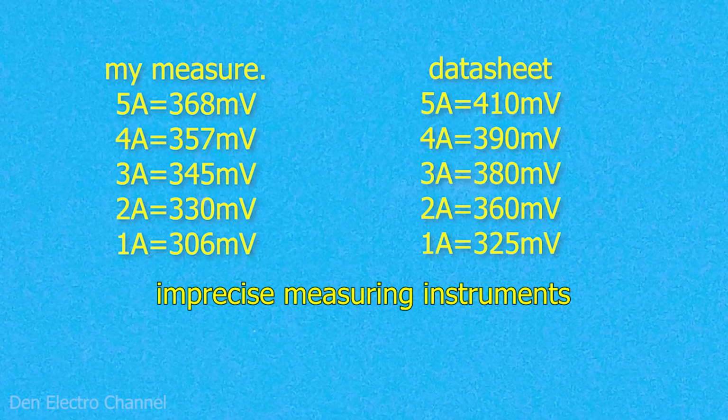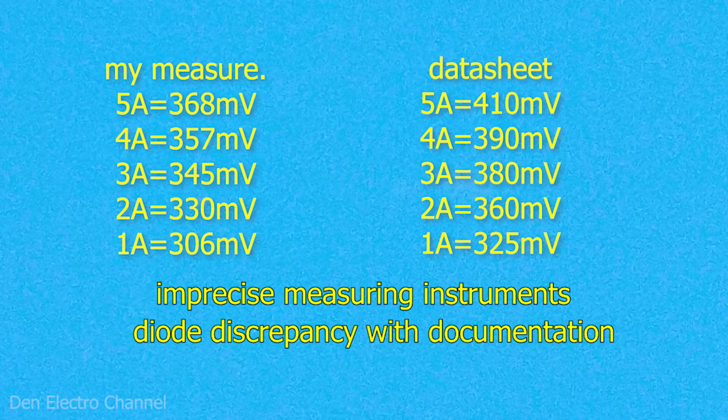Most likely, this is due to inaccurate measuring devices, a voltmeter and an ammeter. In addition, the diode assembly may be a fake, or it may be manufactured in violation of manufacturing technology. Well, my last theory is related to the temperature at which the measurements were made.